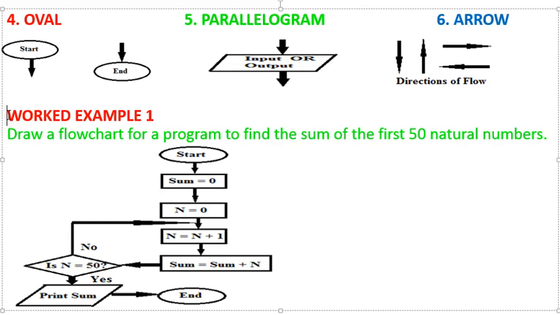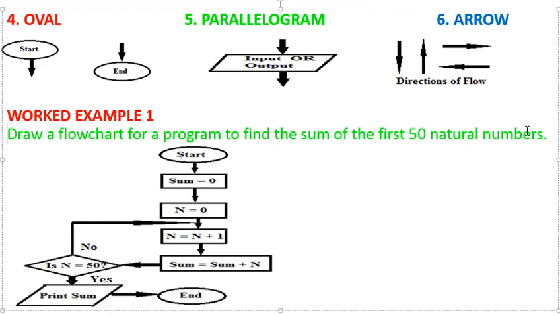For us to understand how this is done, let us start looking at worked examples. Here we start with worked example number 1. What this example says we should do is draw a flowchart for a program that will be used for finding the sum of the first 50 natural numbers. We want to develop a computer program that will find the sum of the first 50 natural numbers, so now we want to plan our solution by using a flowchart.